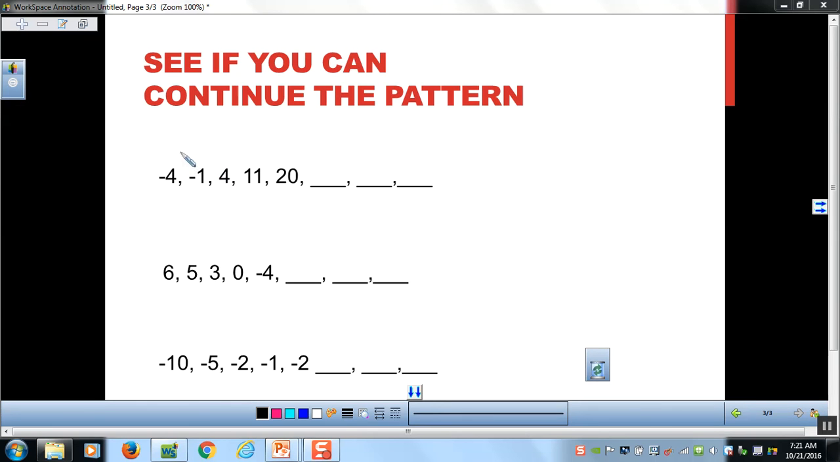So when I look here, I add 3 to go from -4 to -1. From -1 to 4, I add 5, and then I add 7, then I add 9. So I can see that my rate of change is increasing by 2. So now I know this has got to be add 11, so then that's going to be 31. This would be add 13, so that would be 44. And then I would add 15, and that would give us 59. So we just have to look at how that rate of change is changing and apply that same pattern.